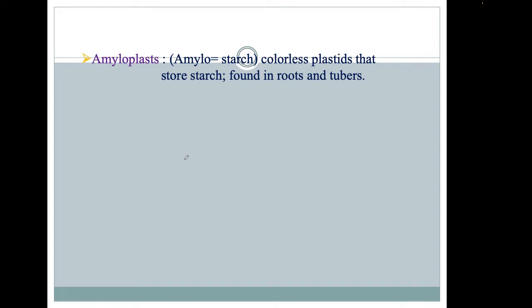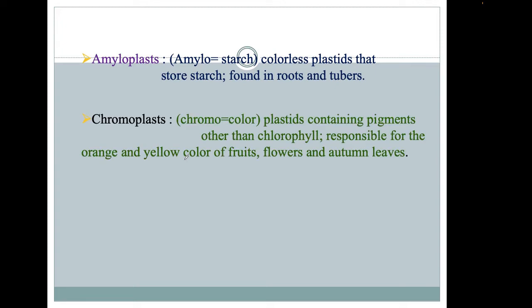Depending on the nature of food stored in them, they are identified as amyloplasts, aleuroplasts, and elaioplasts. In amyloplasts, the stored food is starch. In aleuroplasts, storing proteins, and elaioplasts, storing fats and oils.